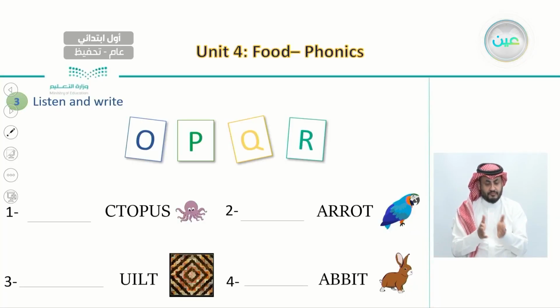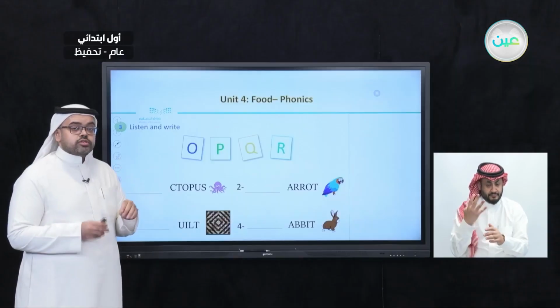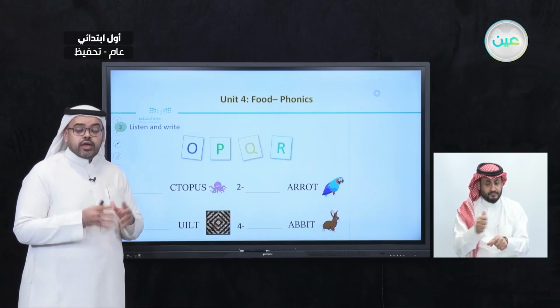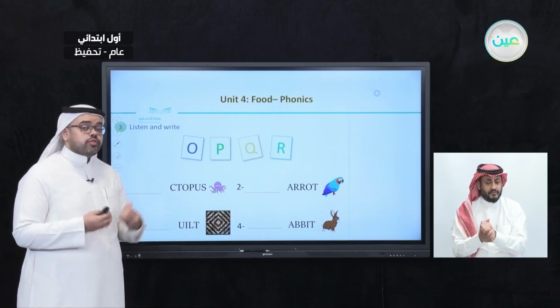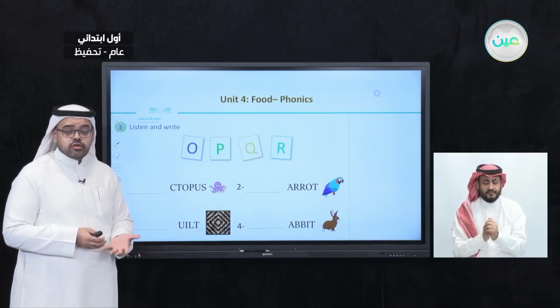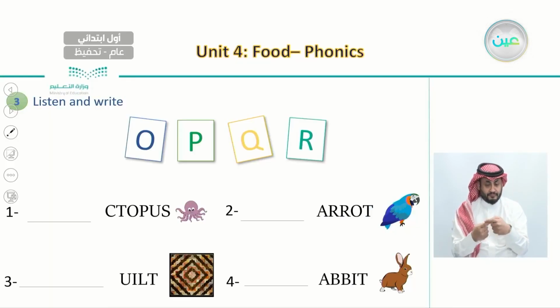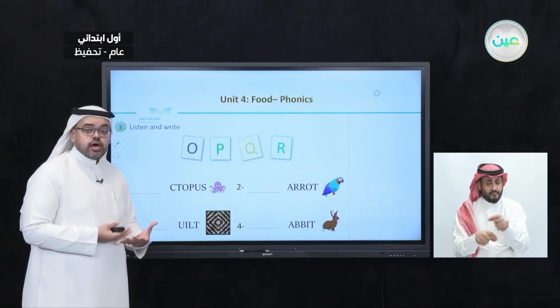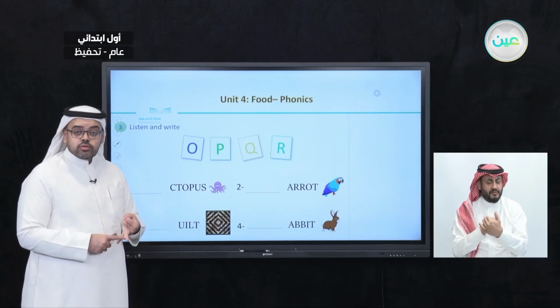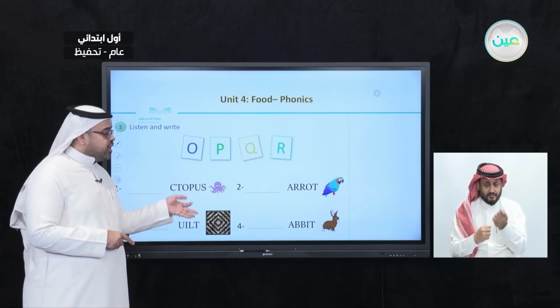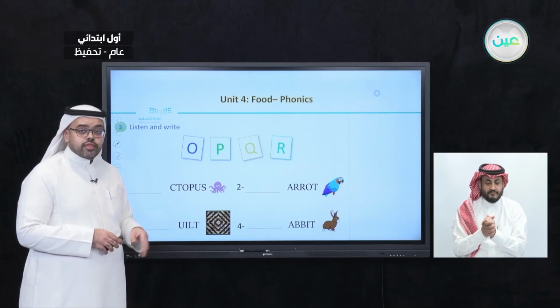After this, we had this exciting exercise where we have 4 different words that are missing 1 letter. And we reminded ourselves of the words we learned at the beginning of this lesson, which were the octopus that starts with O, and parrot that starts with P, and quilt that starts with Q, and rabbit that starts with letter R. So this is how we learn and memorize the words, and also we wrote the missing letter of this exercise.